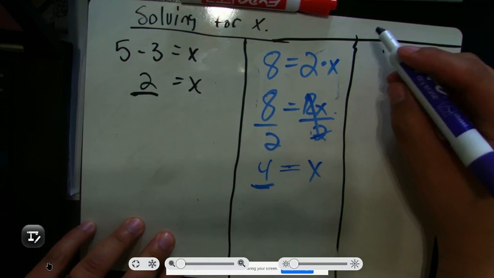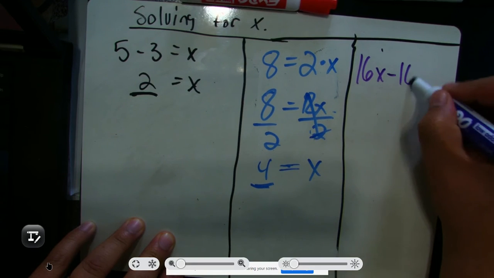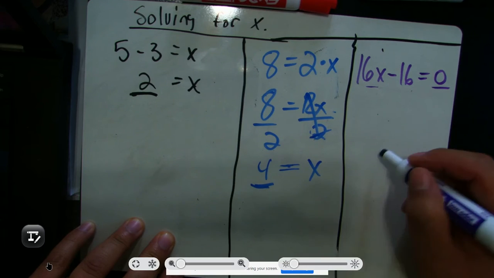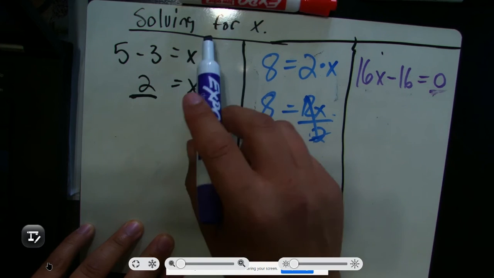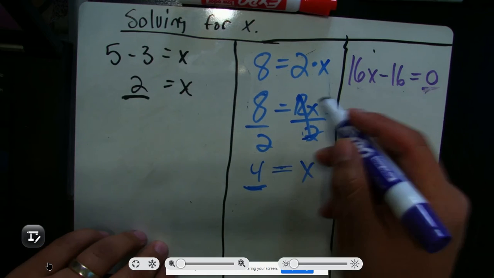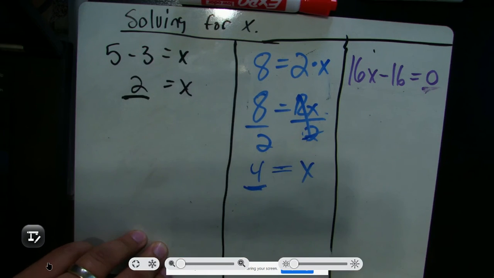We have this equation. We're comparing two expressions again. 16 times x minus 16 is equal to 0. So when is this expression equal to that expression? Well, let's find out. First, we're going to have to isolate x. That's why we're solving for x, right? So we're going to go through the process of undoing, just like we did before here. And in some cases, it was straightforward.